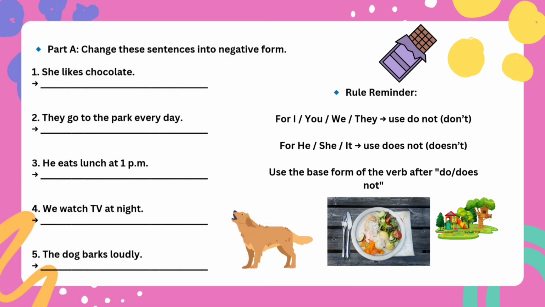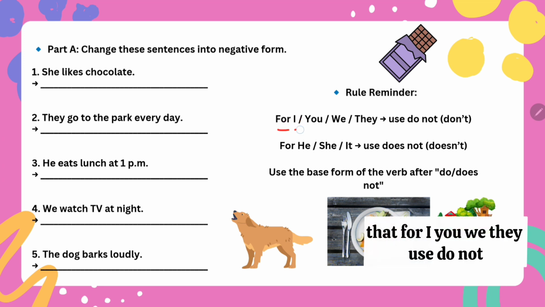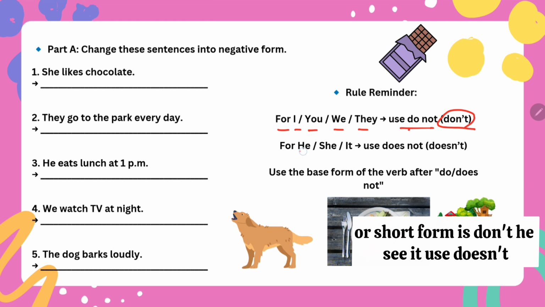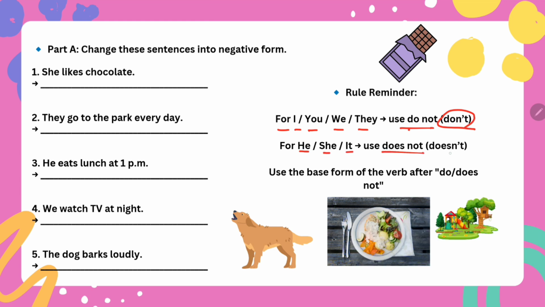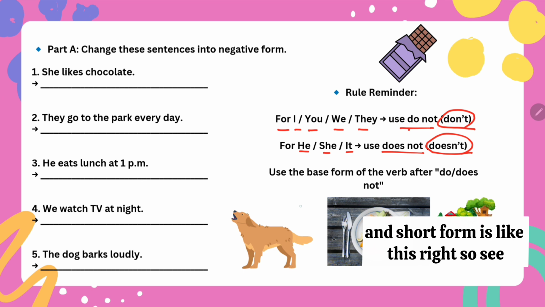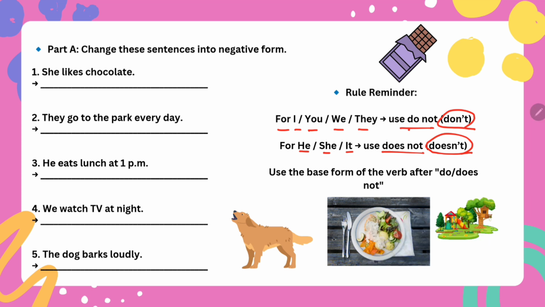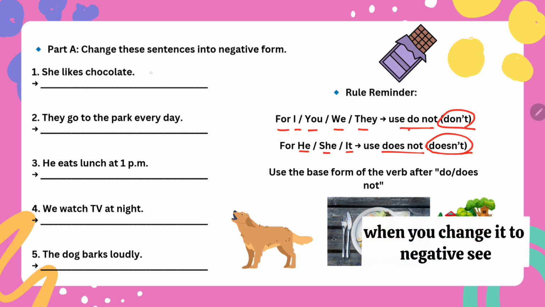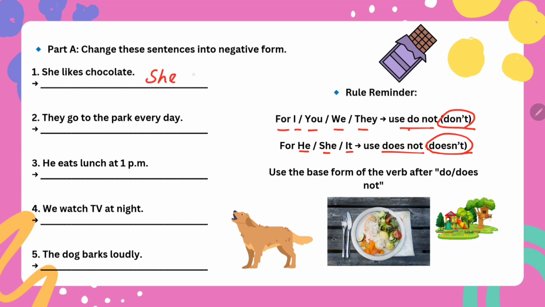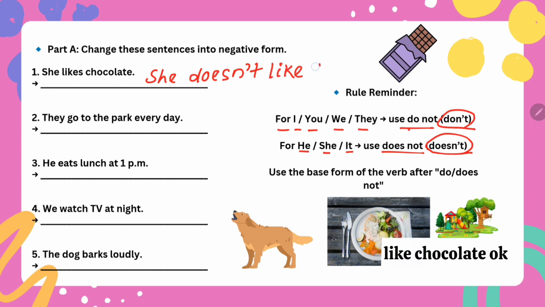Now, negative form. Rule reminder, what is that? For I, you, we, they use do not, or the short form is don't. He, she, it use does not, and the short form is doesn't. So, she likes chocolate. This is the positive structure. You are going to change it to negative. What are you going to write? She doesn't like chocolate.